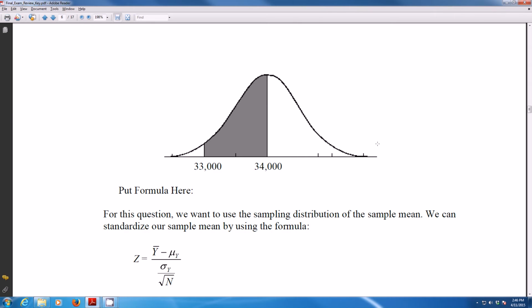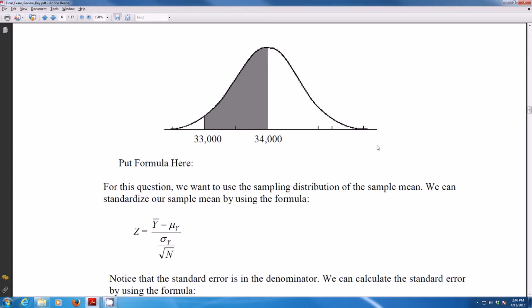And we know something about the sampling distribution. We know that the sampling distribution is normally distributed by the central limit theorem, as long as you have a large enough sample size. And we know that it's centered around the value of the true population mean. And so in this case, 34,000 is our population mean. That's also the middle of our sampling distribution.